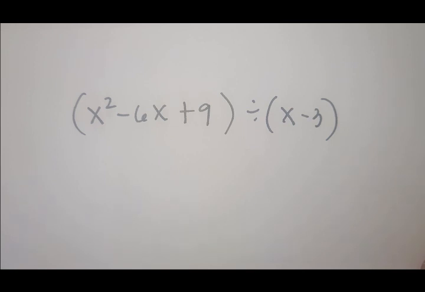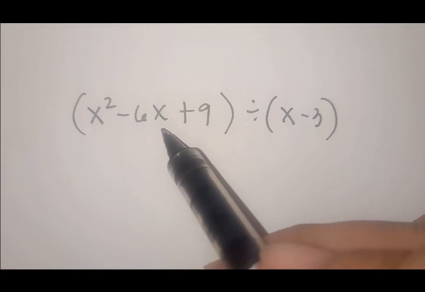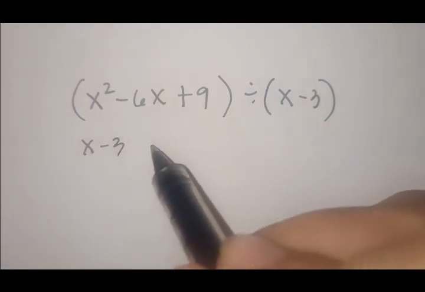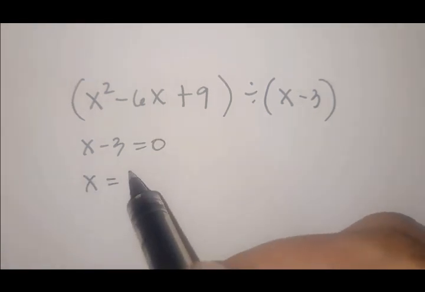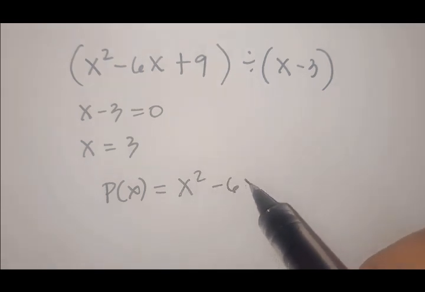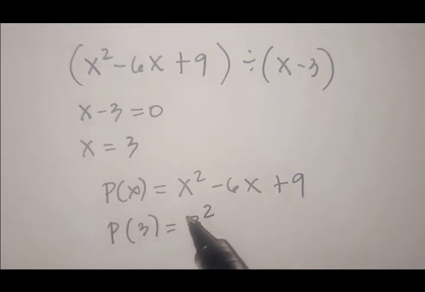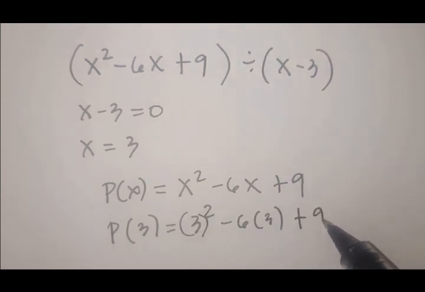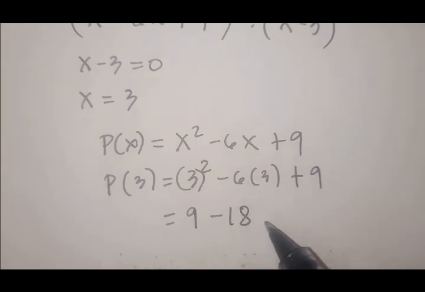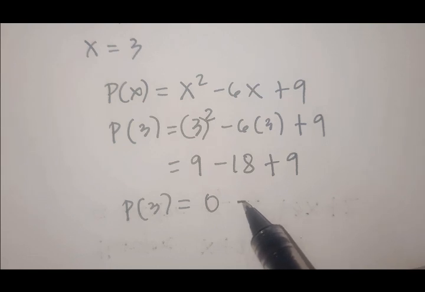Okay, so let us try to use this one. Let us try to check if x minus 3 is a factor of x squared minus 6x plus 9. So, let us try to use the remainder theorem process. You have x minus 3 equals 0. So, x is equal to 3. Then, substitute natin siya. We have p of x is equal to x squared minus 6x plus 9. So, gagamitin natin value ng x ay 3: 3 squared minus 6 times 3 plus 9. So, 3 squared is equal to 9. 6 times 3, we have 18. So, plus 9. So, p of 3 is equal to 0. This is your remainder.